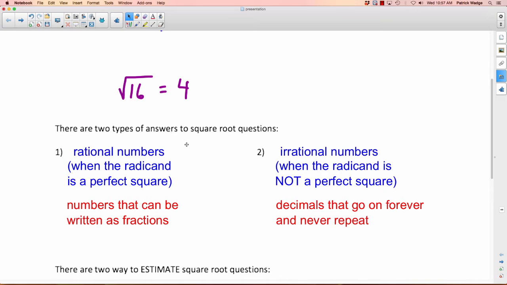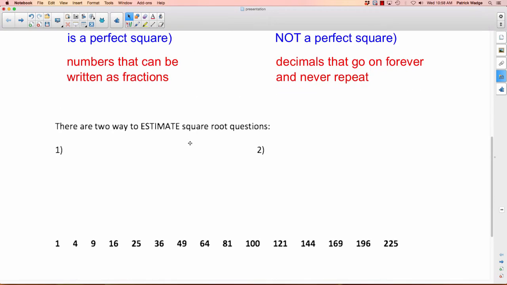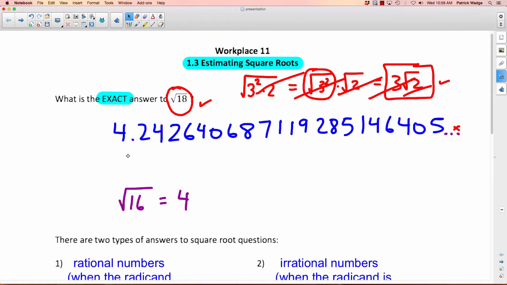It stops. Okay, so that takes us to how we are going to estimate square roots when they're not perfect squares. When they're perfect squares, we don't need to estimate. We can get exact answers. How do we estimate square roots? Well, one thing we can do is use a calculator, right? This answer up here, 4.2426, isn't exactly what it equals, but it's very, very close to what the square root of 18 equals.